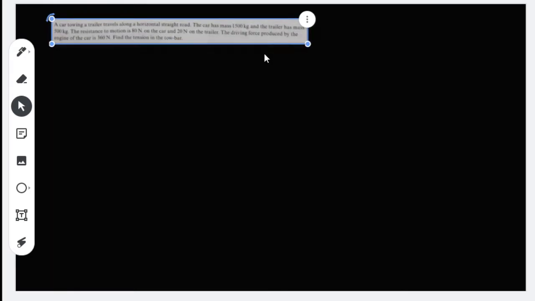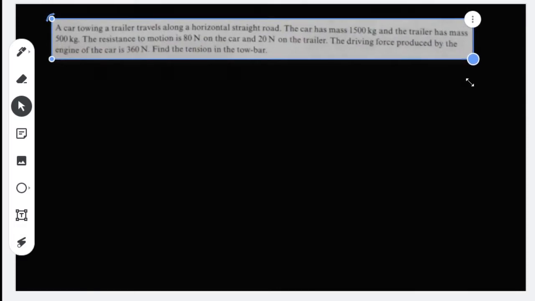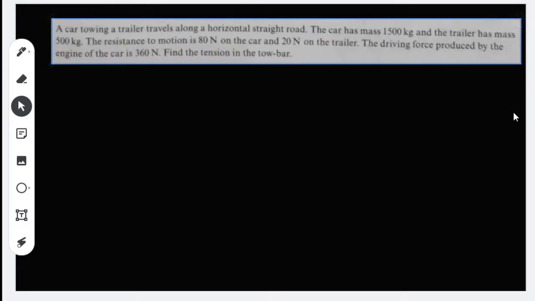This problem is from the Cambridge Mechanics book. It's all about connected particles, specifically objects connected by rods. So this is the first problem.